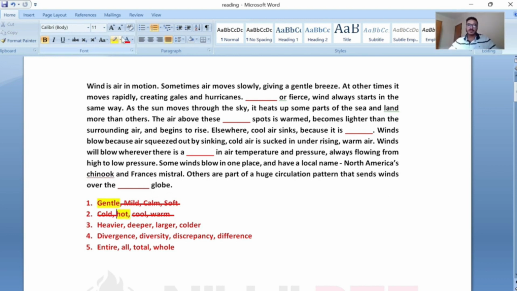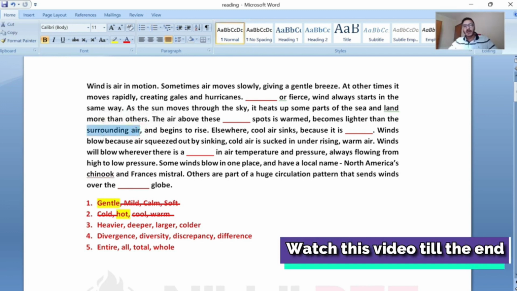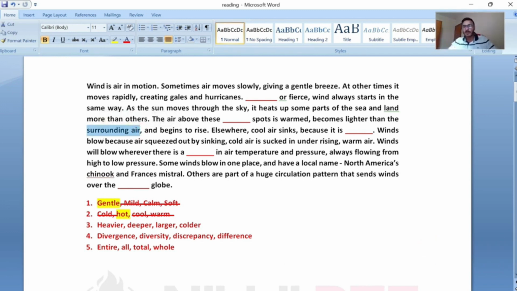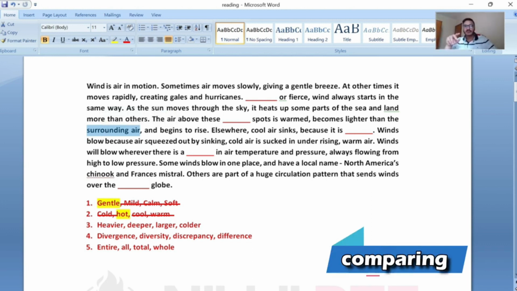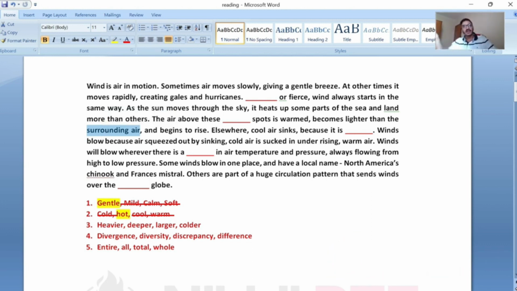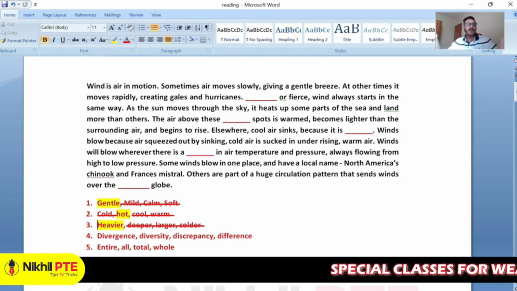The air above these hot spots is warmed and becomes lighter than the surrounding air. We are comparing two things. If one is lighter, the second one is not lighter. So elsewhere, cool air sinks because it is heavier, not deeper. Lighter and heavier, we are comparing. Understand the situation. Accordingly, you have to choose your right answer. However, deeper, larger, colder are also there. But we are comparing these two lines. One is lighter, the second one is not lighter. Not lighter means it is heavier.